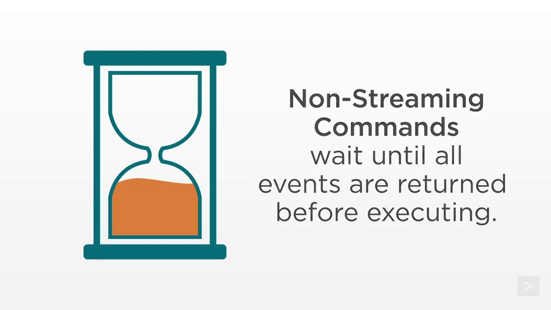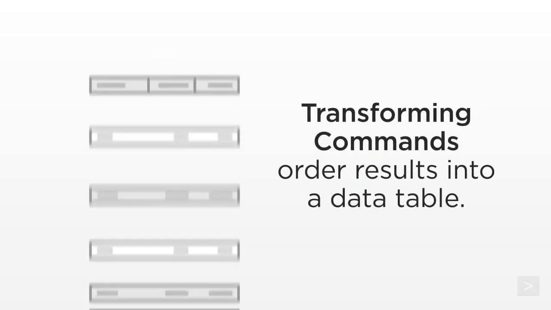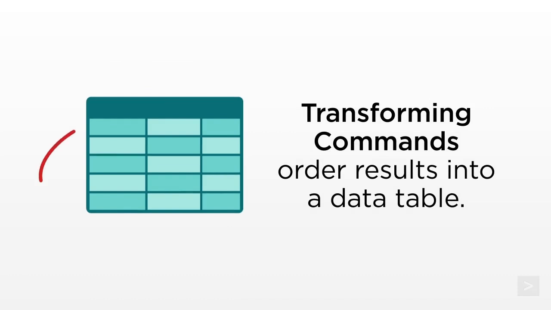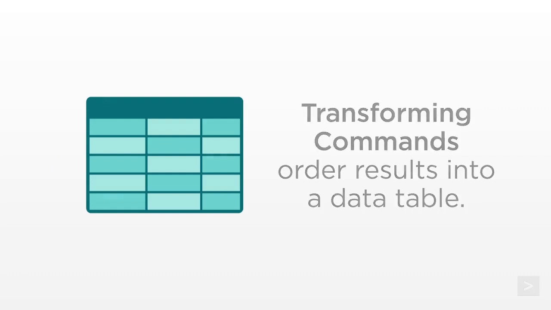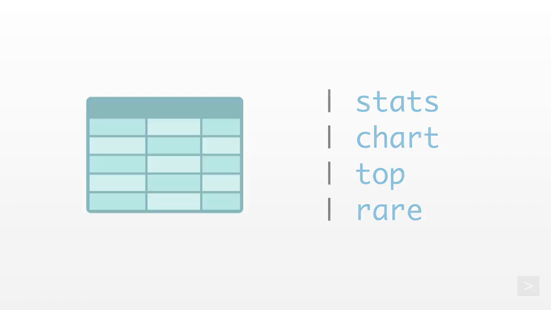Not only do these include commands like transaction, but many streaming commands like eval and rename become non-streaming when used after a transforming command. Transforming commands order the results into a data table. Cells in the table are populated with numerical values from the results, where they can be used for statistical purposes. Examples are the stats, chart, top, and rare commands.